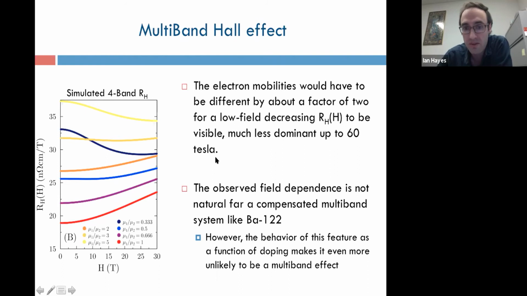There are a lot of effects one could layer on top of each other to get very complicated behaviors in the Hall coefficient. But it's at least not the natural thing in the first-order calculation that you would do. And as I'll show you, what I'm calling the strange metal field dependence, where RH decreases with field, is confined only to very special parts of the phase diagram.